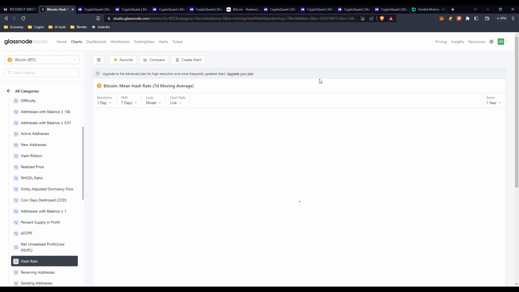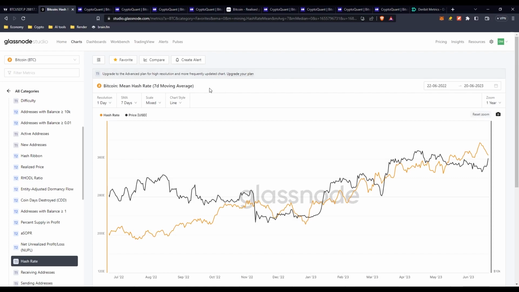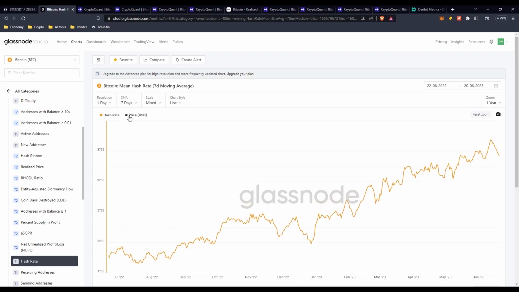The second thing we're going to discuss is the security. What secures the Bitcoin blockchain is the miners. If there are more miners running computational power, that means the hash rate increases and the Bitcoin blockchain becomes more secure. As you can see, again with the 7-day moving averages, the hash rate continues to uptrend.